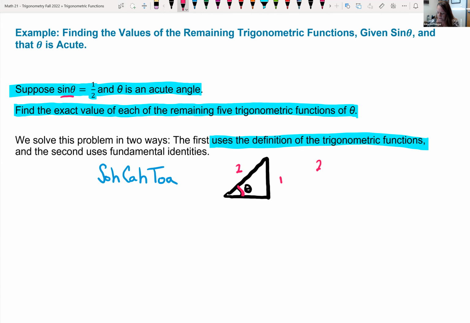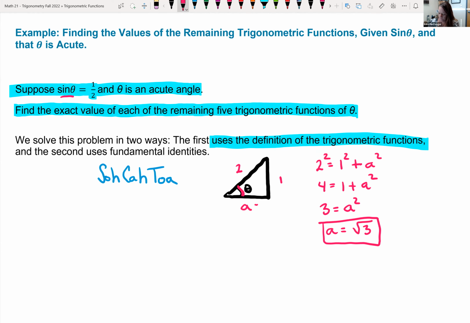Pythagorean theorem, the hypotenuse squared, so 2 squared is equal to 1 squared plus, let's call this a here, a squared. So we have 4 is equal to 1 plus a squared. Getting a by itself, the term with a, we subtract 1. We get 3 is equal to a squared. Taking the square root of both sides, thinking of it as length, we're going to just use the positive of the square root. So a is equal to positive square root of 3.